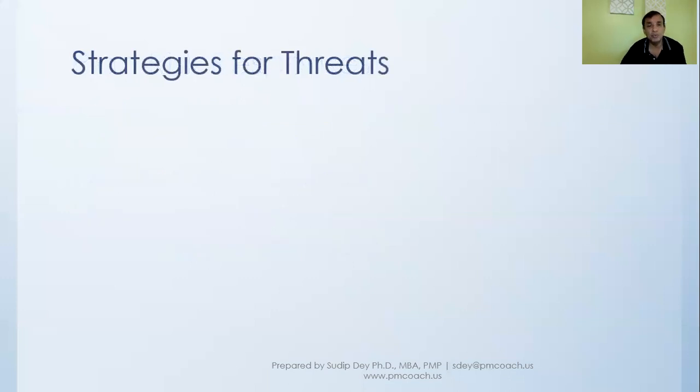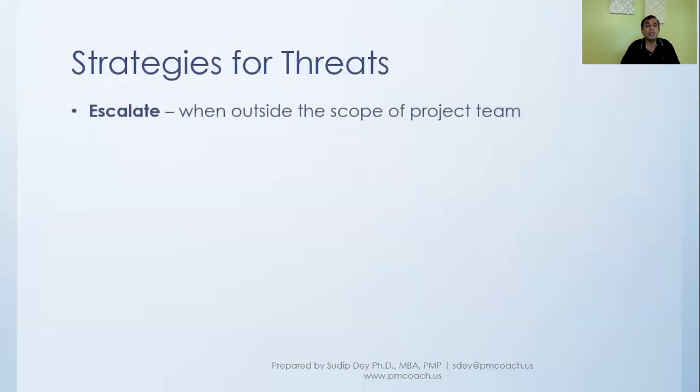Now let's look at the different strategies for threats. When we're talking about threats, we are talking about the negative risks that we have identified can happen. We look at each of the risks and say, okay, based on what we have found out for this particular risk, this is the strategy we'll take. And there are different strategies that we can take. One of the strategies is to escalate.